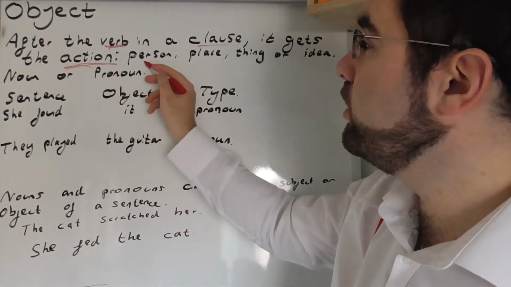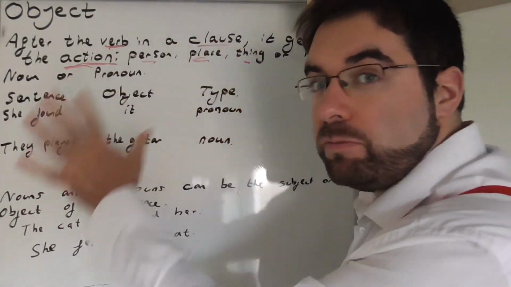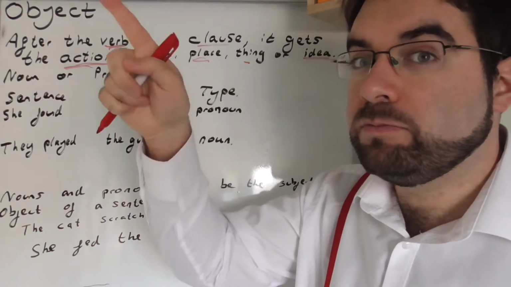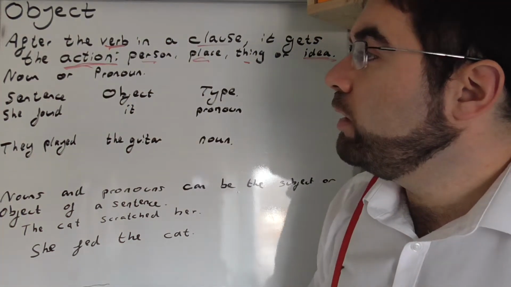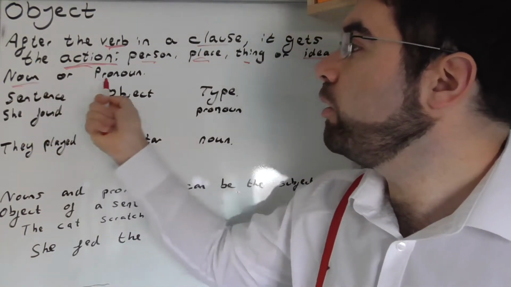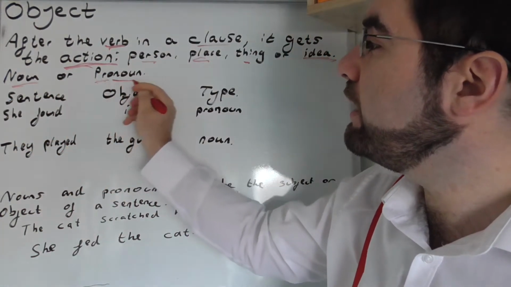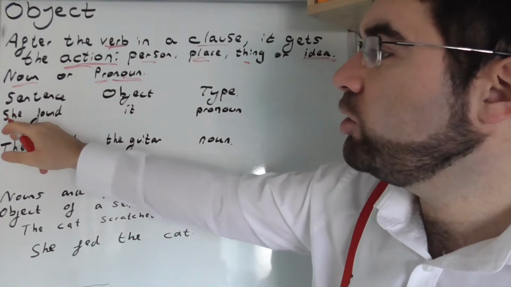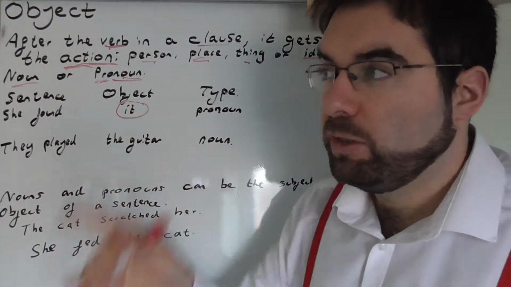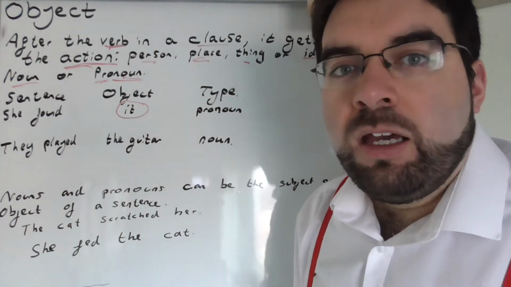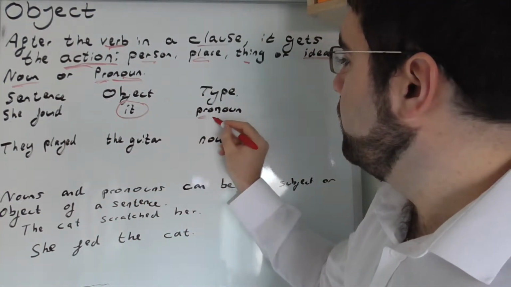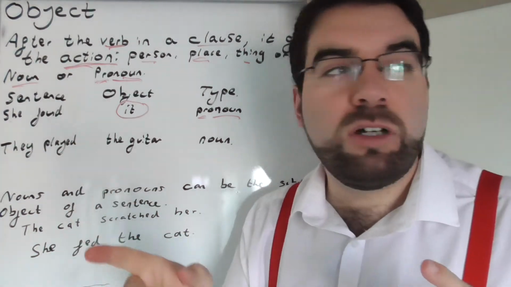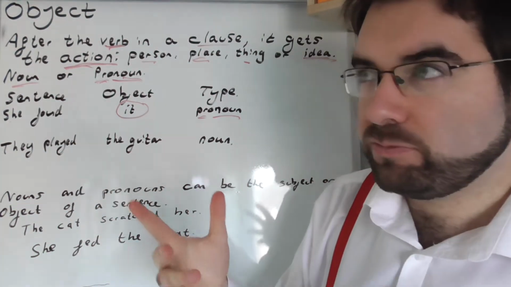So an object can be a person, a place, a thing, or an idea. And it can either be a noun or a pronoun, one of the two. So, for example, a sentence with an object: She found it. It is a pronoun, the way we address things: it, he, them, she, we, us, that.